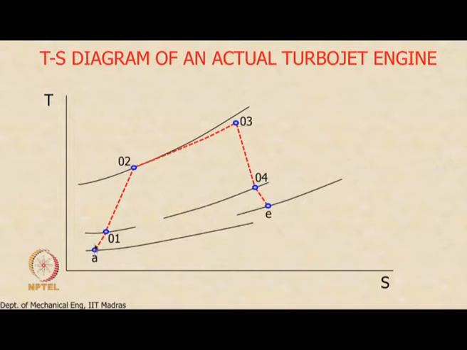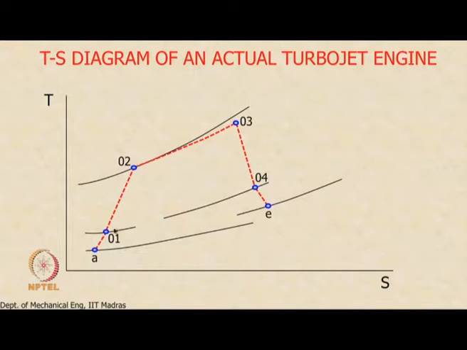So, we went from A to 01 along a vertical line like this, and from 01 to 02 along a vertical line, and then there was a constant pressure heat addition process and so on. Now, you can see what irreversibilities do to the process and the state points. So, you can see that there is an increase in entropy in going from A to state 01, and so consequently the state point 01 shifts to the right.